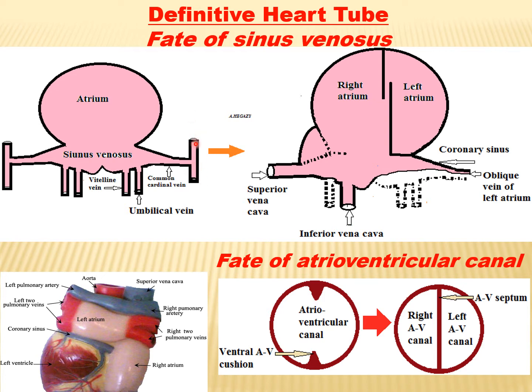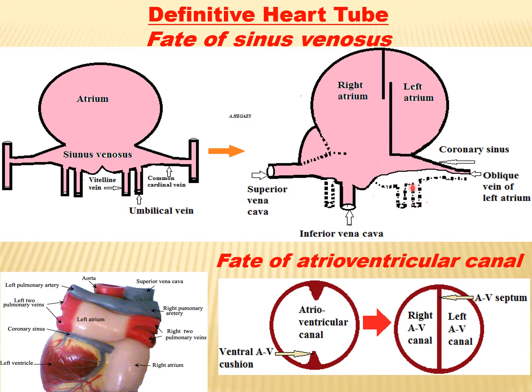Later on, as a result of shift of the blood from the left to the right side, the following changes occur. As we see, there is a shift of blood from the left to the right side, so the left side is reduced in size, and on the other hand, the right side expands. Here is the fate of the sinus venosus on the left side.